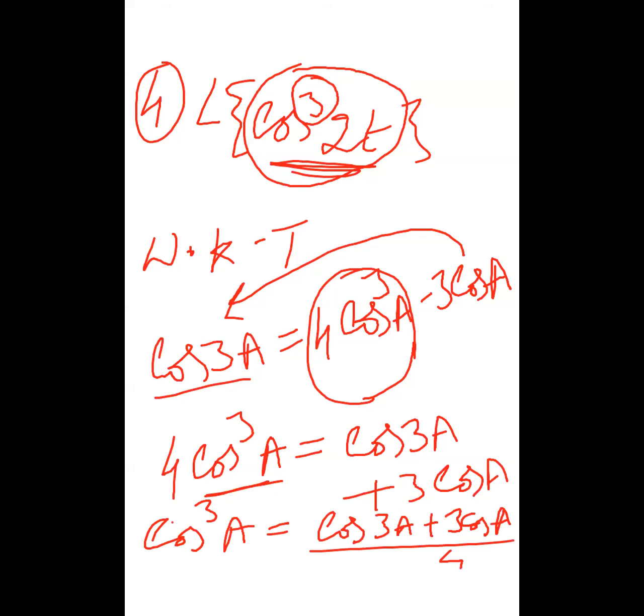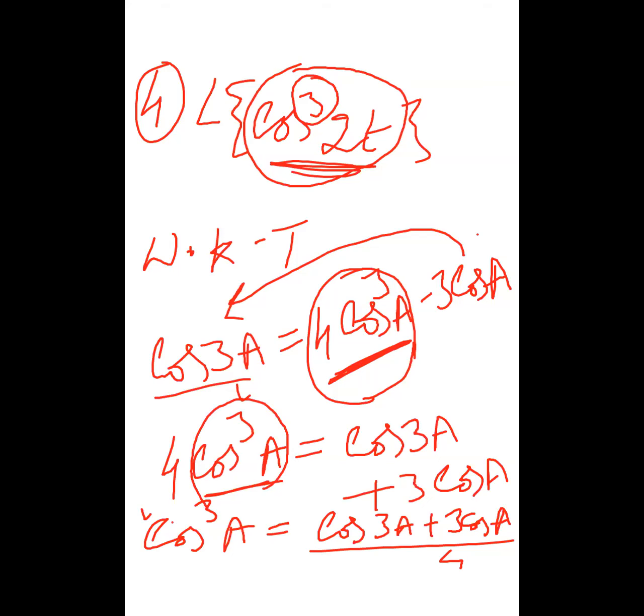Okay, what is the formula of cos cube a? Actually, the formula is not directly available. We solve for the formula from cos 3a. We know that the cos 3a formula is 4 cos cube a minus 3 cos a. We need the formula for 4 cos cube a. So adding 3 cos a on both sides, minus 3 cos a plus 3 cos a cancel. 4 cos cube a equals cos 3a plus 3 cos a. Dividing by 4 on both sides, cos cube a equals cos 3a plus 3 cos a by 4.